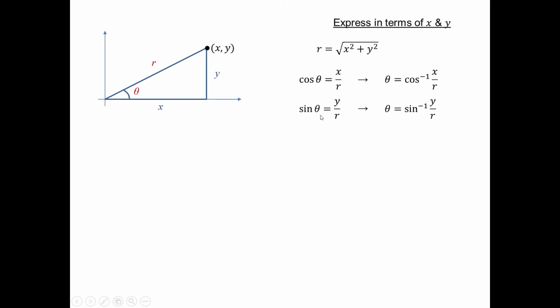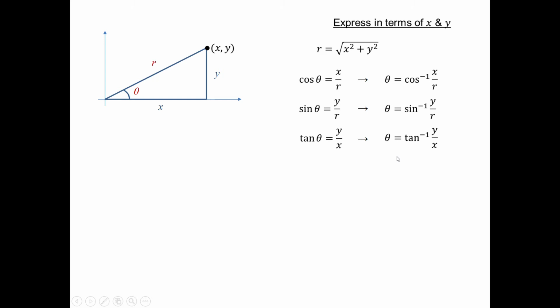Sine is opposite over hypotenuse. So for this angle over here, opposite means the side opposite the angle that we're using, and hypotenuse is r, so sine of theta is y over r. That means taking the inverse sine of both sides. Theta is the inverse sine of y over r. And finally, using the TOA, tangent of this angle is opposite y over adjacent x. Tangent theta is y over x.